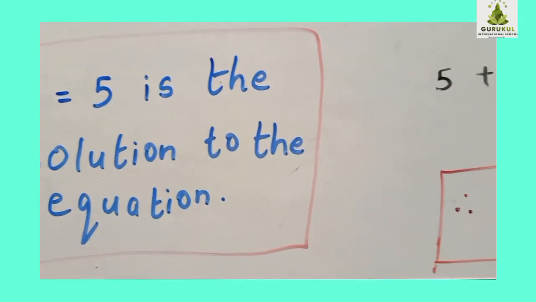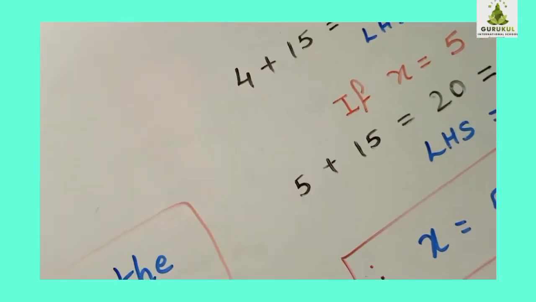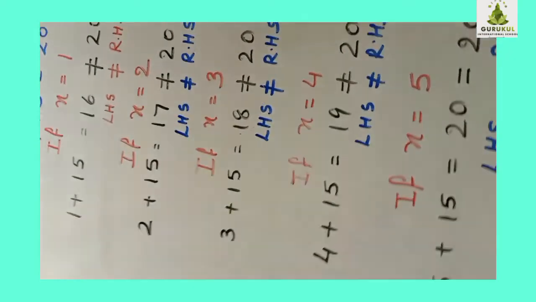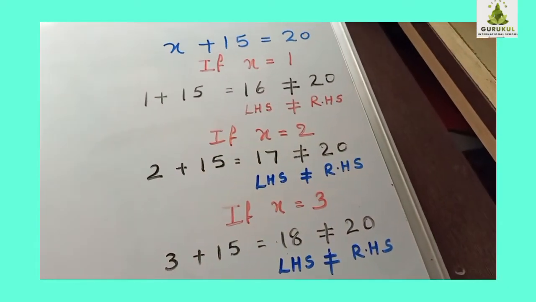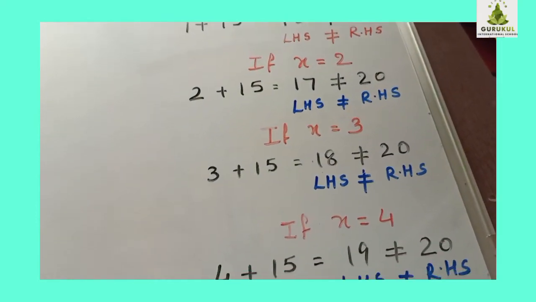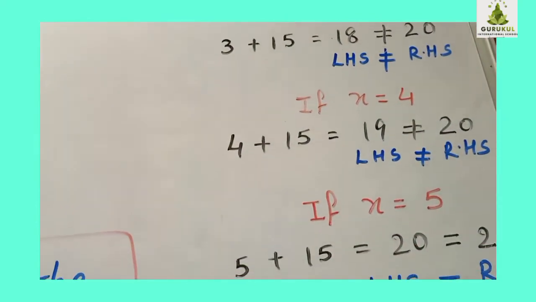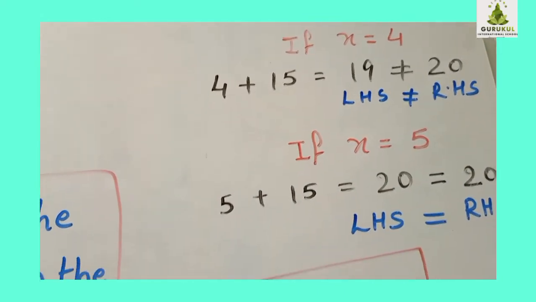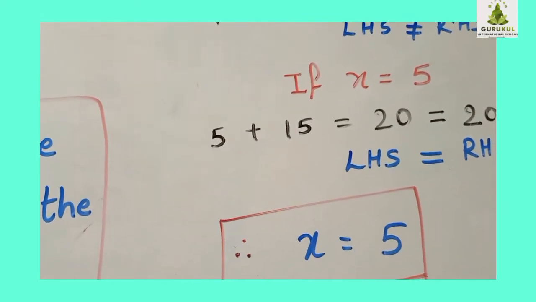Now think, it was such a small sum, but it took so much time. See here, it took so much time for writing all this, taking each value: x equals 1, x equals 2, x equals 3, x equals 4, x equals 5. So much time it took for writing the steps to find the value of x.